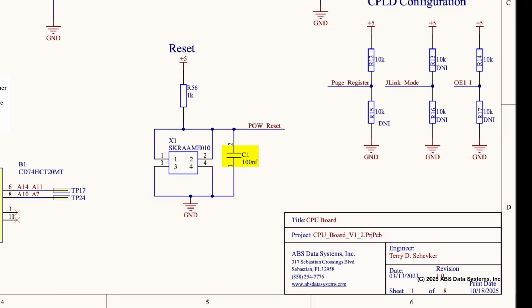Let's talk about the power on reset and reset button. In both cases, they operate the same. When power is applied to the computer, the power on reset line will be low. This is because the capacitor C1 is not charged up yet. Once C1 charges up, which is approximately 200 milliseconds, the power on reset line will go high.